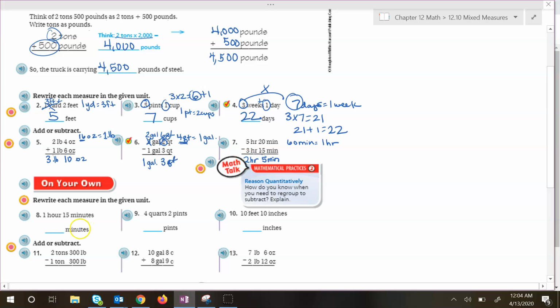Now, go ahead and solve number 8, 9, 10, 11, 12, and 13. Pause now. And then when you push play, you will get the answers. But please do this on your own first and be honest, because I know you can do it.